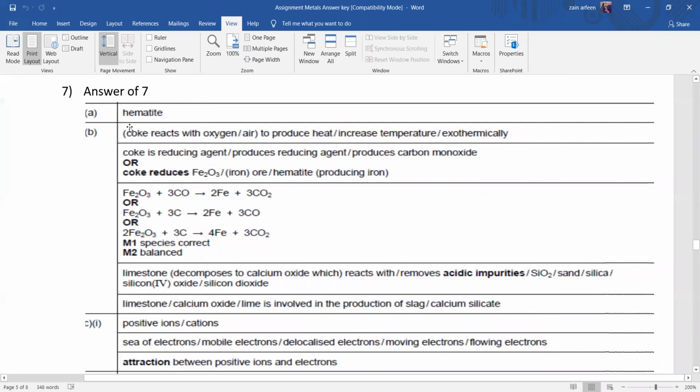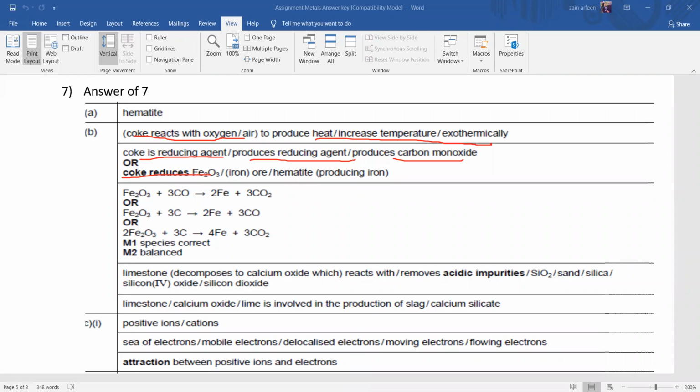So the first answer was hematite, both spellings are correct. Then they asked the reasons why we use coke. The coke reacts with oxygen or air to produce heat. That's one reason. The coke produces a reducing agent, which is carbon monoxide, and that can reduce iron oxide. Basically, coke produces carbon monoxide. These are the 2 marks.